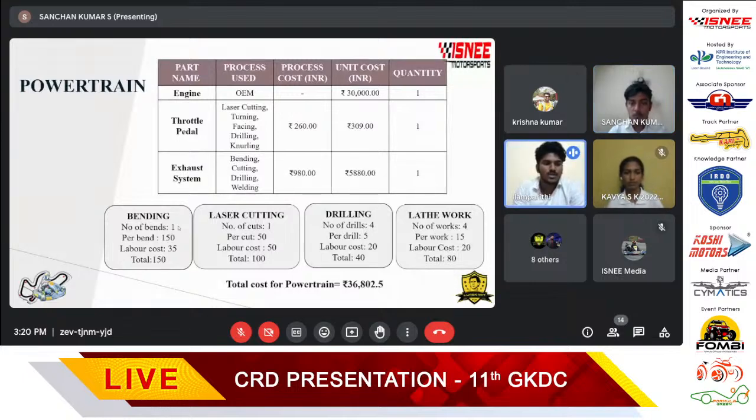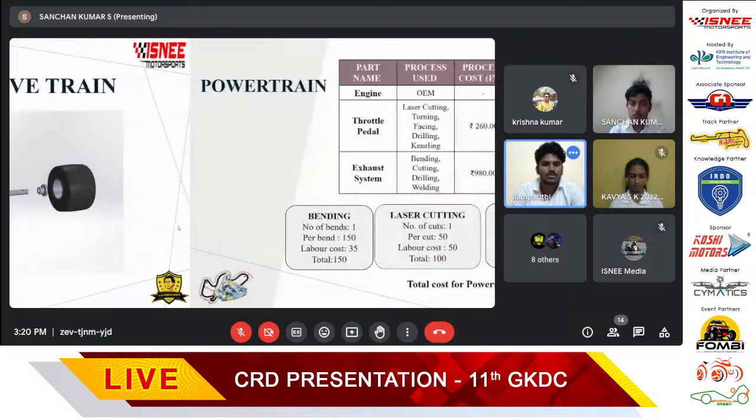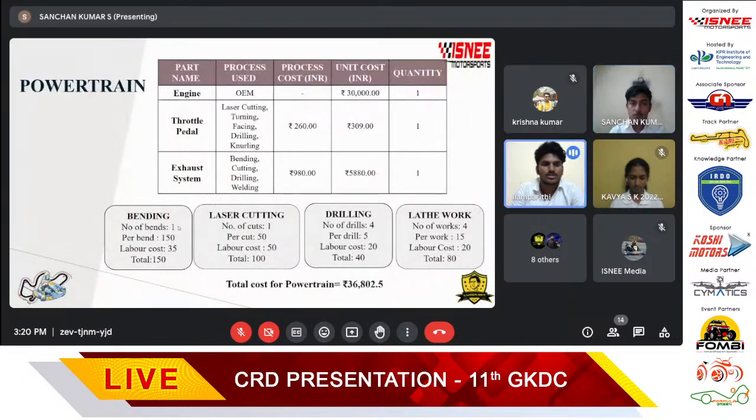The powertrain is an assembly of every component that thrusts your kart into motion. The parts we have used in a powertrain are the engine, throttle pedal, and exhaust system. The engine we have used in our kart is a Discovery ST, which costs around 30,000 rupees. For the throttle pedal, we use laser cutting, turning, facing, drilling, and knurling. Process cost 260 rupees, unit cost 309 rupees.